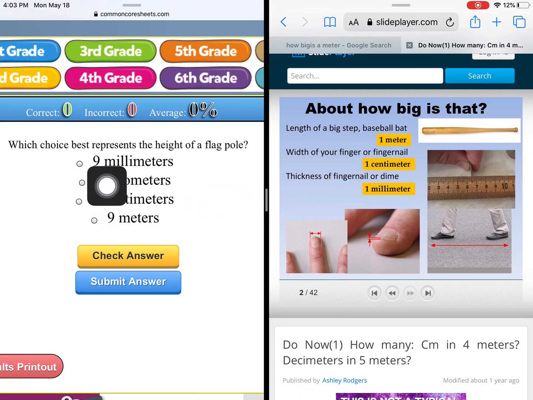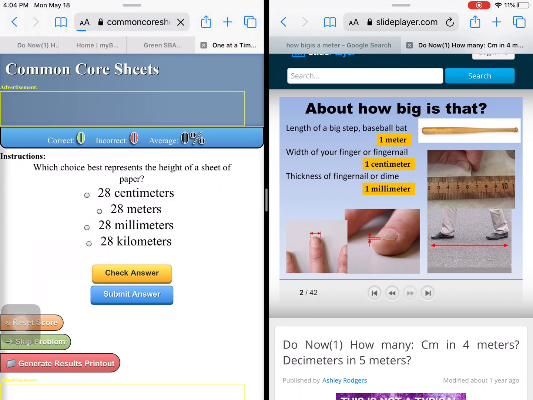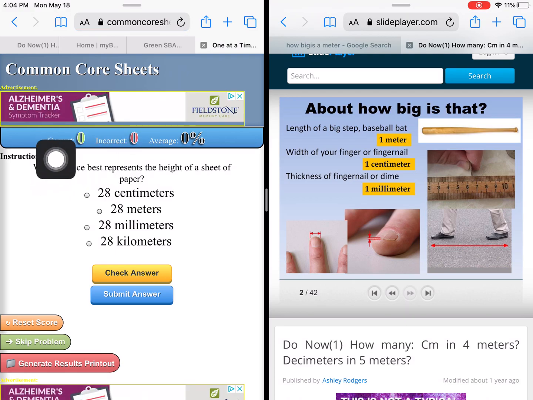So do you think the height of a flagpole is 9 dimes stacked on top of each other or 9 fingernails? Is it 9 kilometers? Would it be 9,000 baseball bats? Would it be 9 centimeters, like 9 fingers? Or would it be 9 meters, 9 baseball bats? I think it'll be about 9 meters. I click on it, I press check my answer. Yep, that's it. Submit my answer and go to the next problem. Some of you might notice the first one never counts. So when you have 9 correct, that's actually 10.